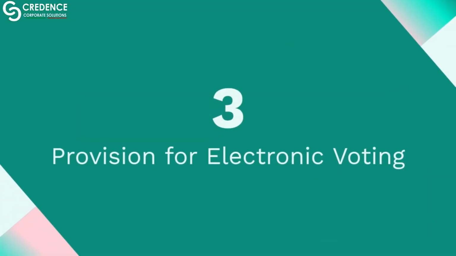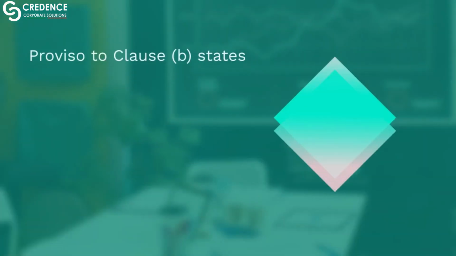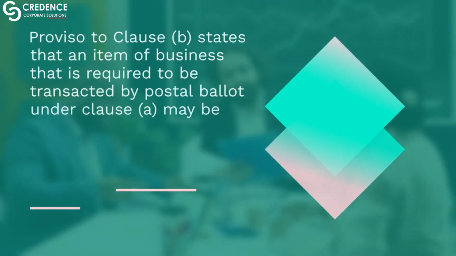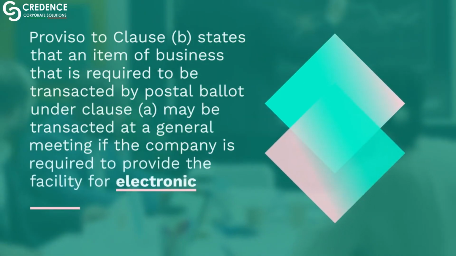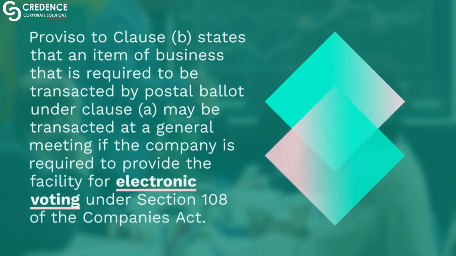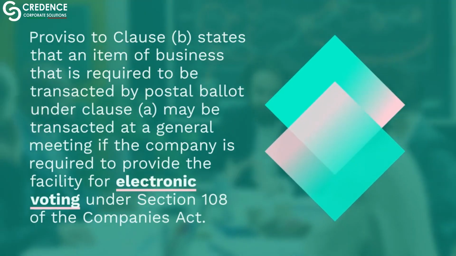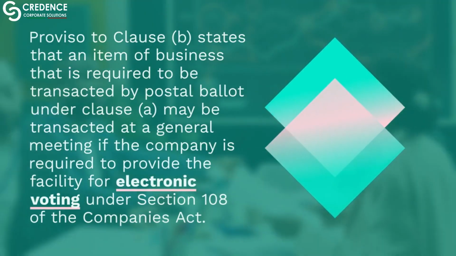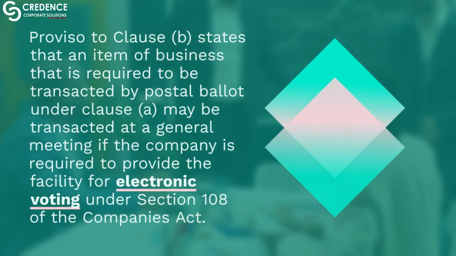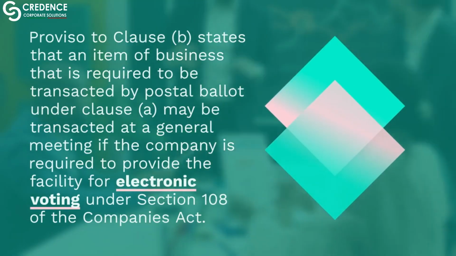3. Provision for electronic voting. Proviso to Clause B states that an item of business that is required to be transacted by postal ballot under Clause A may be transacted at a general meeting if the company is required to provide the facility for electronic voting under Section 108 of the Companies Act.